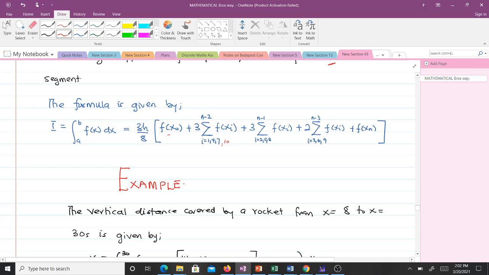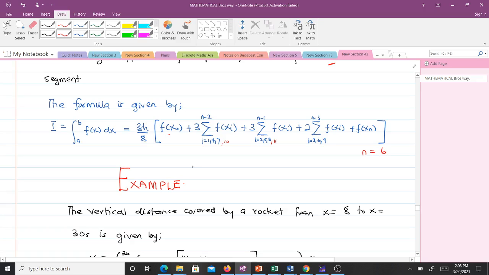the summation with i starting from 2, 5, 8, 11 going up to n minus 1, of f of xi. Then plus 2 times the summation with i starting from 3, 6, 9, of f of xi. Then plus f of xn. Okay, so that's the formula. So for instance, when we have n to be 6, this is how this formula will be.